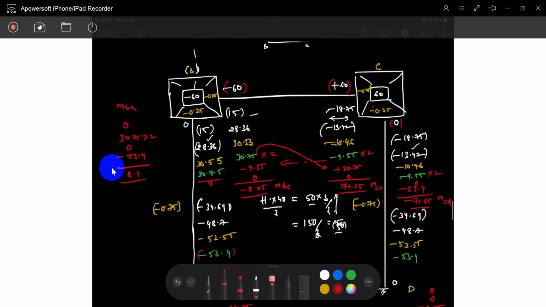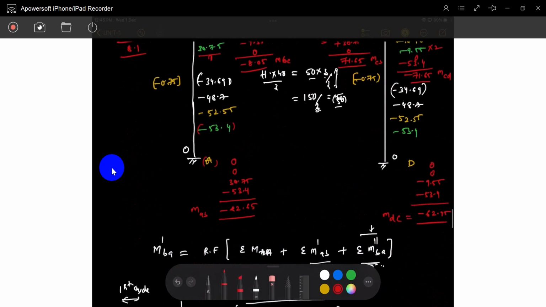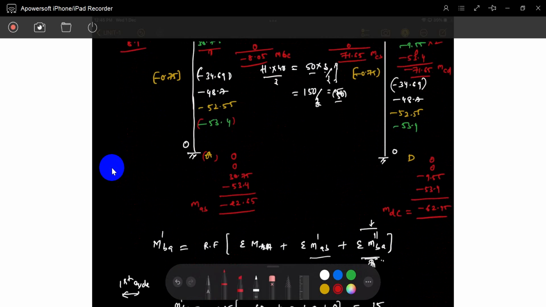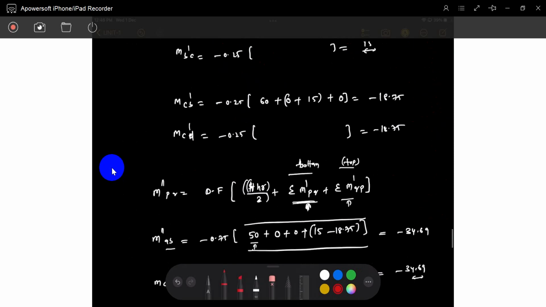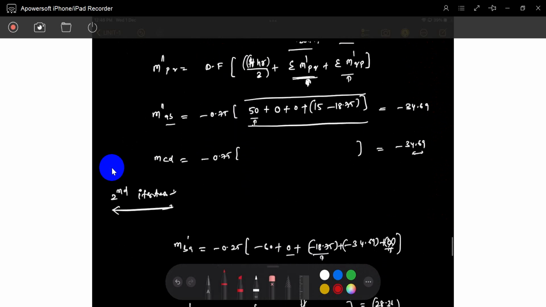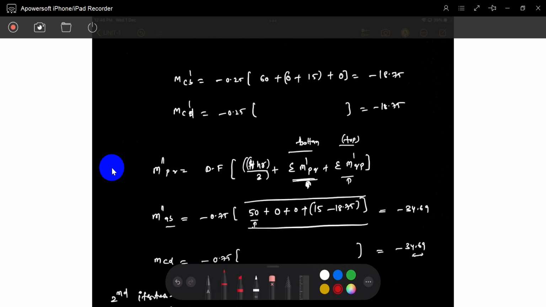That's how you have to do it when you have a sway. In the first problem you may feel it is clumsy, but once you understand, this is the same routine process. Just add those values. The iterations are very simple.